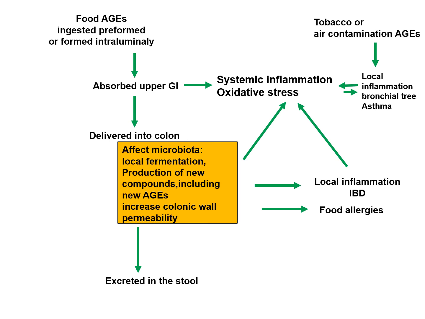Those AGEs delivered into the colon can affect the microbiota, local fermentation, and production of new compounds, including new AGEs, and increase colonic wall permeability, leading to local inflammation and inflammatory bowel disease, generating food allergies, and at the same time, this may become systemic inflammation. Let's not forget that tobacco or air contamination AGEs can also be absorbed via the respiratory tract, leading to local inflammation in the bronchial tree like asthma, and potentially absorption to lead to systemic inflammation and oxidative stress.